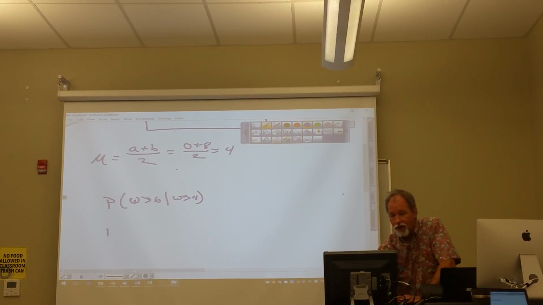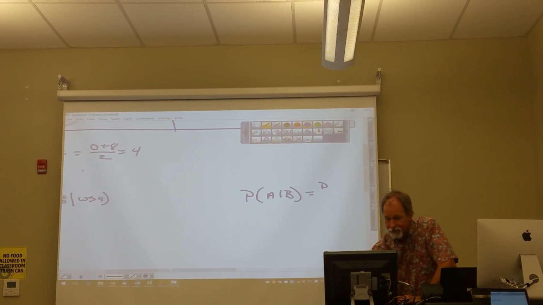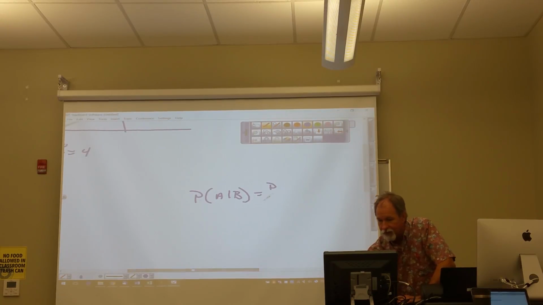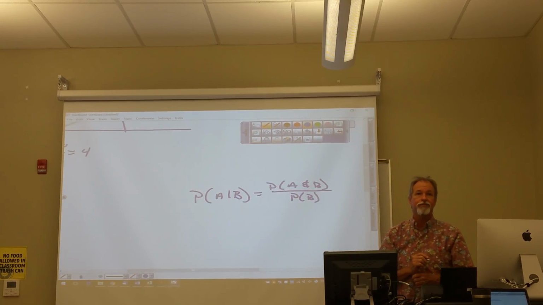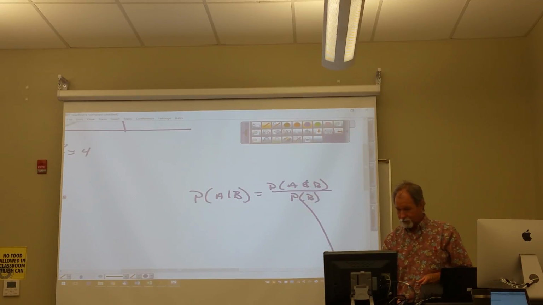So again, if I'm going over and looking at this, the probability of A given B is the probability of what? It is the probability of A and B divided by the probability of B. Okay, what's my probability of B?